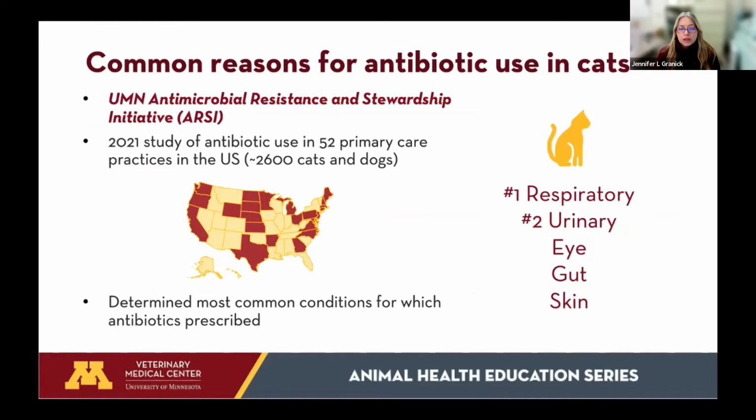So the University of Minnesota Antimicrobial Resistance and Stewardship Initiative, which is part of the team that I am on, actually is studying how antibiotics are used in cats and dogs and for what reasons, to see if we can improve the way that these drugs are used. We did a study last year where we looked at antibiotic prescriptions in cats and dogs in 52 veterinary hospitals across the United States. And so this constituted about 2,600 individual animals. And among other things, we were able to determine the most common conditions for which antibiotics are prescribed. And for cats, the top two are respiratory conditions and urinary tract conditions. And then just underneath those are problems with the eyes, problems with the intestines or the gut, and then problems with the skin. So we're going to focus on respiratory and urinary tract diseases this evening.